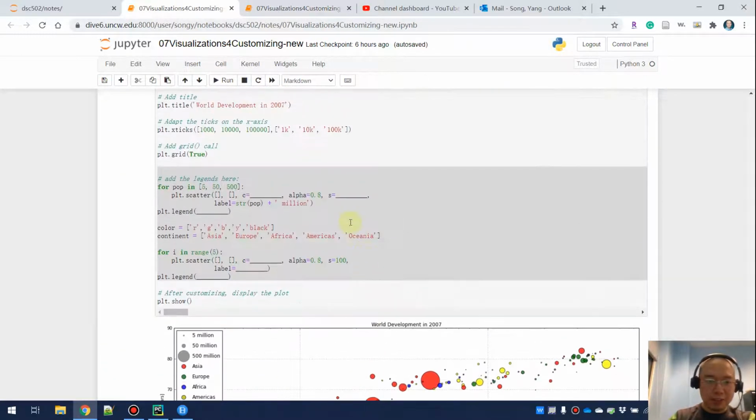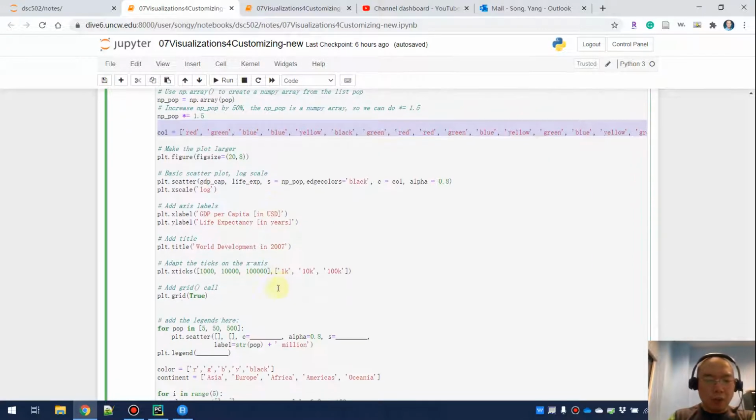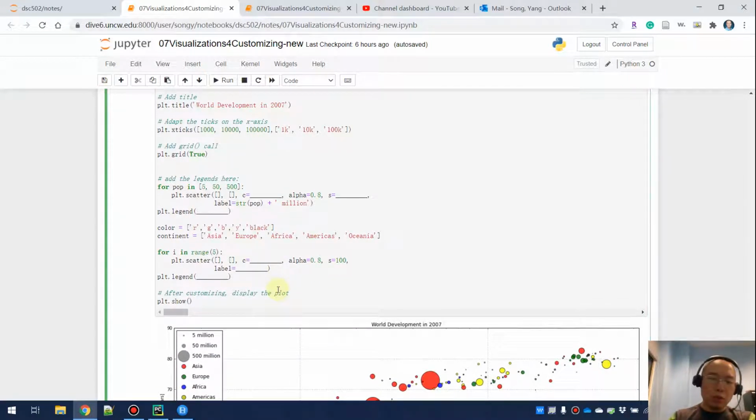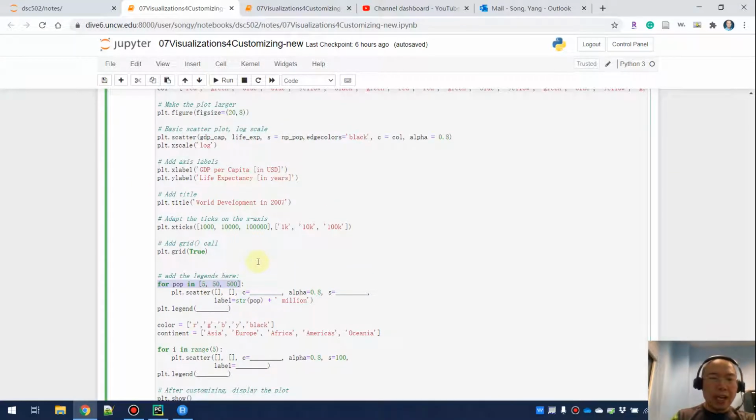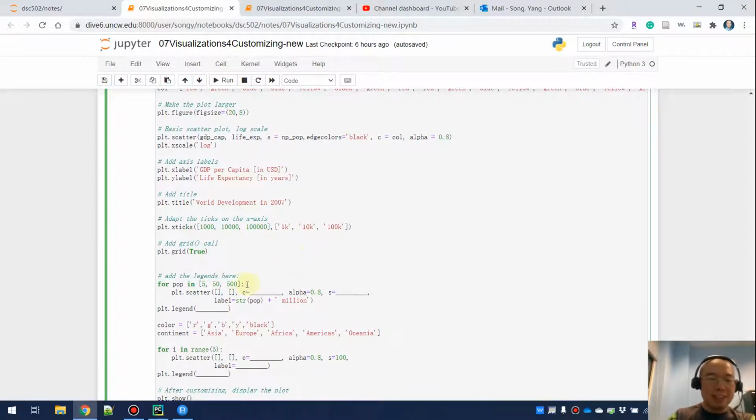And I don't want to show you the answer key again. Okay, so we have the population, we have the GDP per capita, we have the life expectancy, and remember that last time we increased all the population by 50% just to make the bubbles a little bit visible, because I suspect the population is in millions or billions. Okay, and then we also have the color. And those are all the information we have. And the question is, we want to add the legend. And for the legend, we are showing two things. The first one is the population. So the population, I want to do 5, 50, and 500. And remember, for the population, we increase by 50%. So to be consistent, you have to do that too.